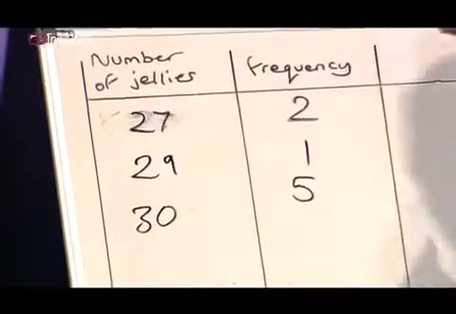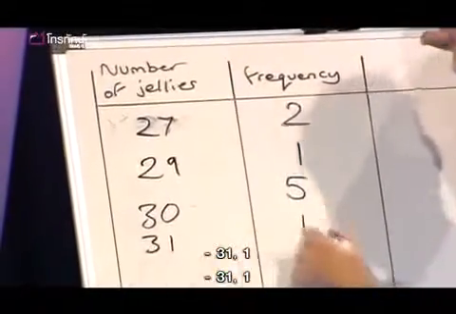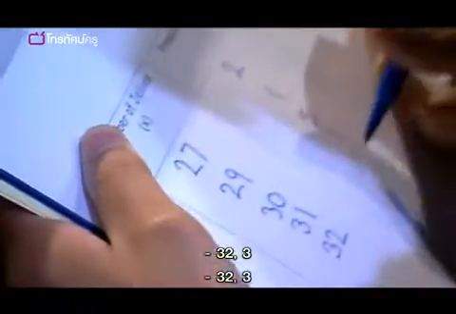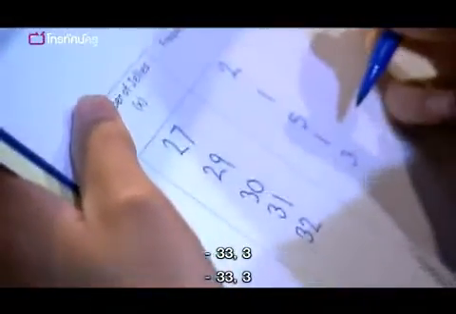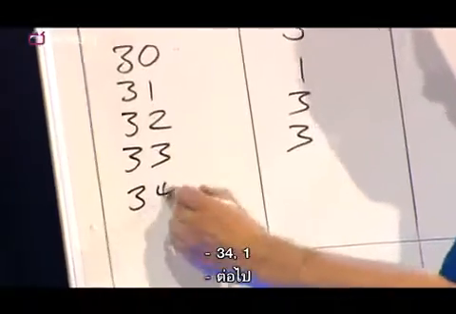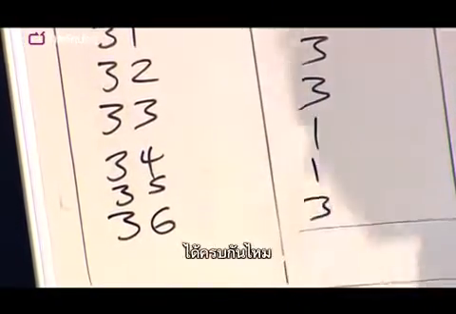31, 1. 31 is 1. 32, 3. 32 is 3. Yep. 33, 3. 33 is 3. 34, 1. Yep. 35, 1. 35 is 1. And 36, 3. 36, 3. Have you got all those, guys?